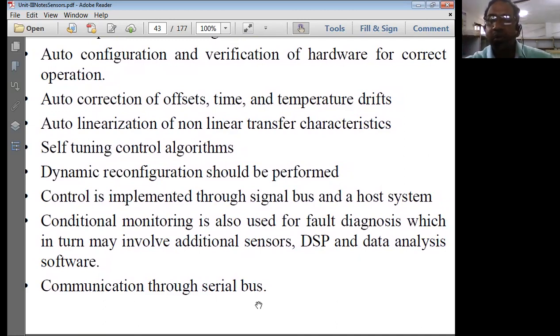Conditional monitoring means what? As I said already, automated systems are always going to operate without the intervention of a human being. That is the basic agenda of smartness. So in that process, if some part of the system becomes a fault system in the overall network, then you have to diagnose the fault involved in the system.